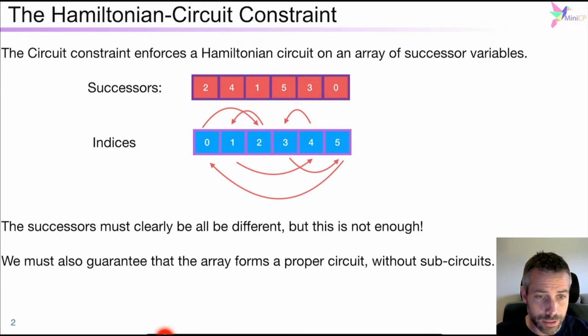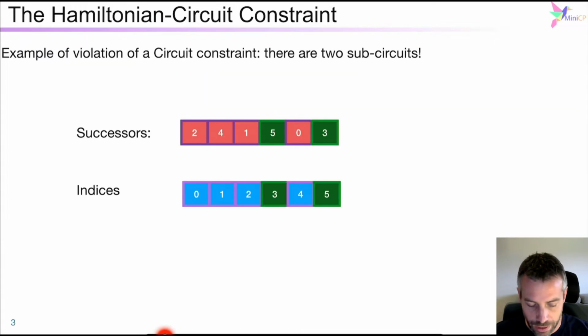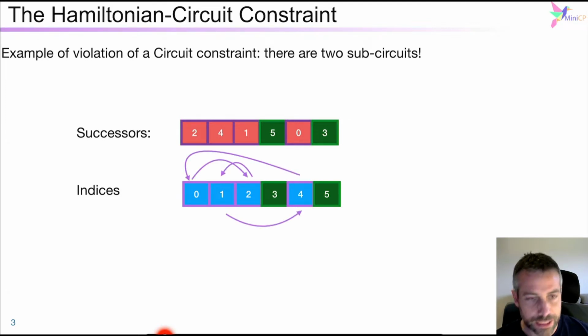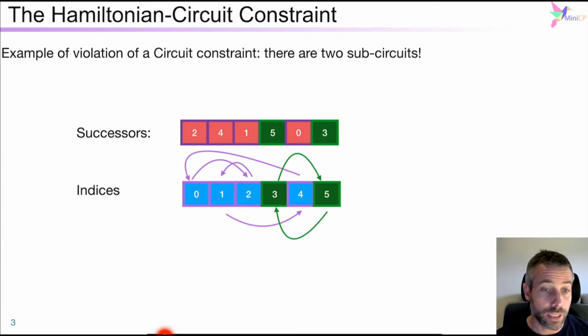Let's see how this might happen, although we have all different successor values. This is an array of successor values, and as you can see, they are all different. Nevertheless, we are violating the circuit constraint because we have two sub-circuits. We see one sub-circuit represented here with this color, and in green a second sub-circuit that is also looping on itself like this. That's not allowed. A Hamiltonian circuit has just one unique circuit. So we also need to do something other than the all-different constraint to filter the circuit constraint.